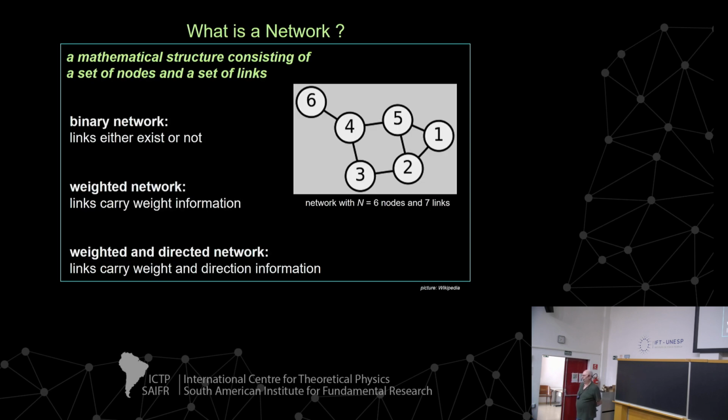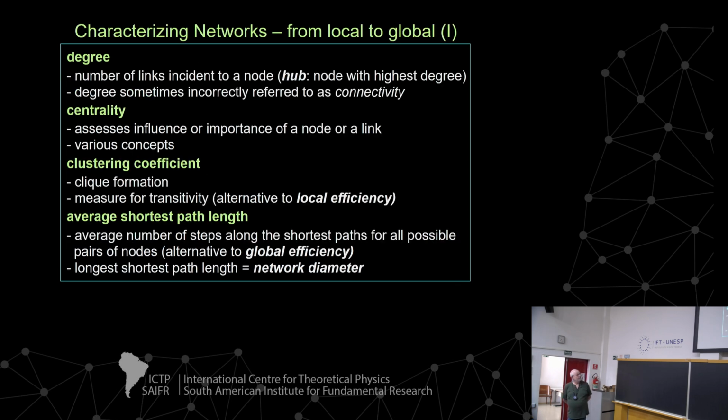Just a brief reminder. Everybody knows that. Yeah? A network is a set of links and a set of nodes. And that comes in different flavors. It could be a binary network. That means that the link that connects two nodes exists or not. Or it carries some information, like weight or direction. Yeah? And then from graph theory, you have many, many ways to characterize these networks from the level of a single ingredient, so from the node or from a link, up to the complete network.